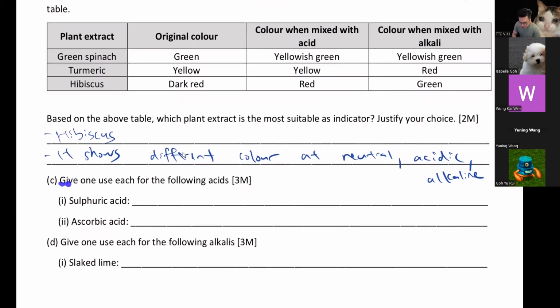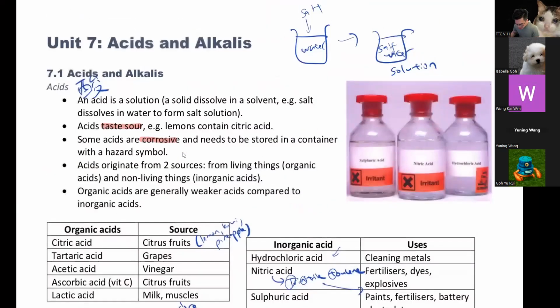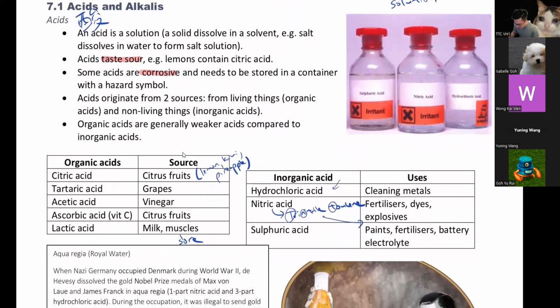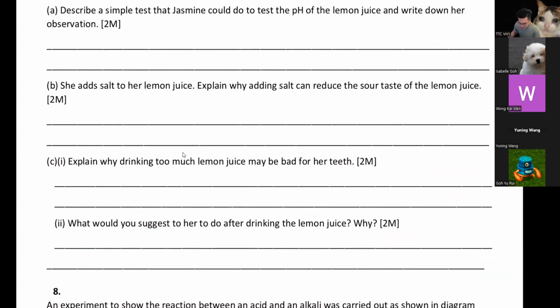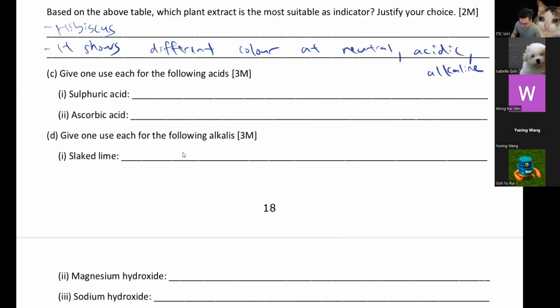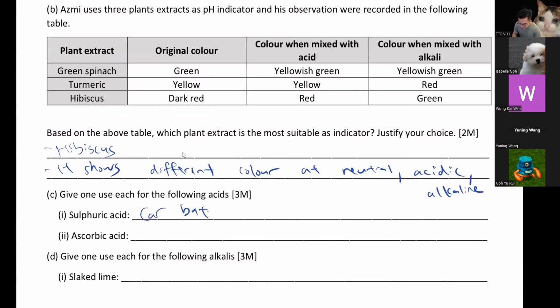So C, give one use each for the following acid. Okay, sulfuric acid. What is this for? Did you learn this? Oh yeah, you did, huh? Your sulfuric acid. This thing is in your car battery. Sulfuric acid is actually in your car battery. Okay, this is why when you change your car battery, you should always recycle it. Please don't throw it anywhere you want, because the acid is quite dangerous for the environment. So it's not a very good thing.